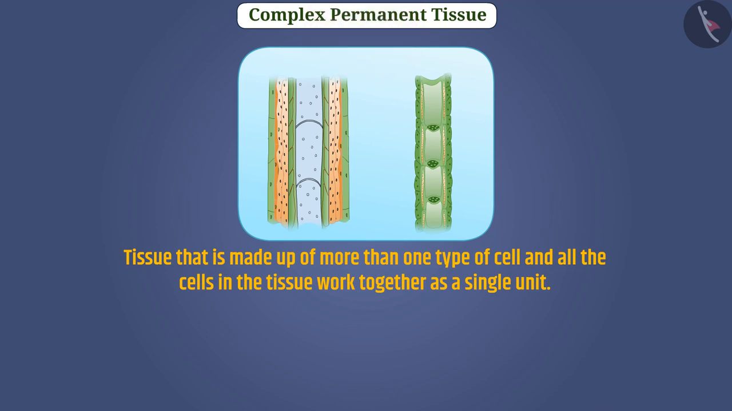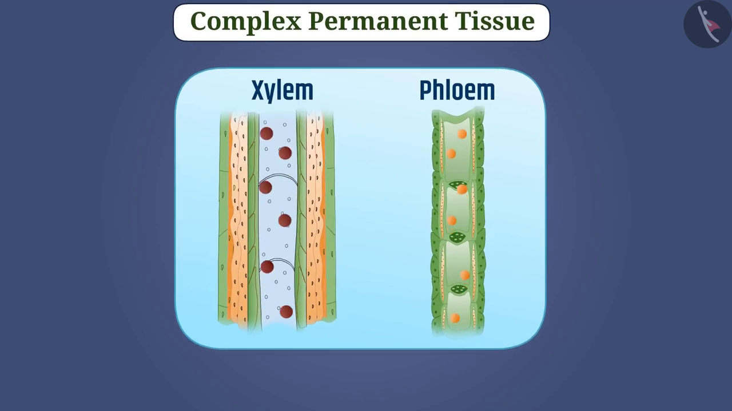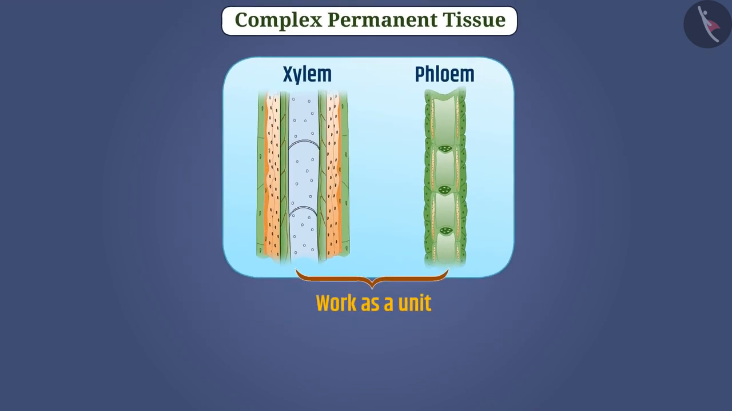For example, xylem and phloem are complex permanent tissue. In plants, xylem and phloem do transportation. These both together work as a unit and form a vascular bundle. That's why these are called vascular tissue.